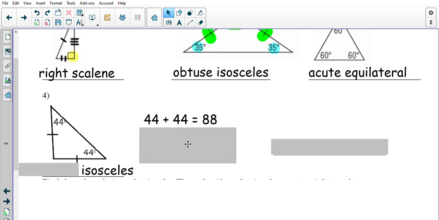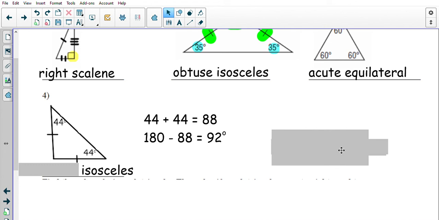Add up the 2 angles we know, 44 and 44. That's going to get us 88 degrees, which tells me since it's less than 90 that my other angle has to be more than 90, but I could actually calculate it. I could do 180 minus 88. Gives me that third angle is 92 degrees. So that tells me that this is an obtuse isosceles triangle.